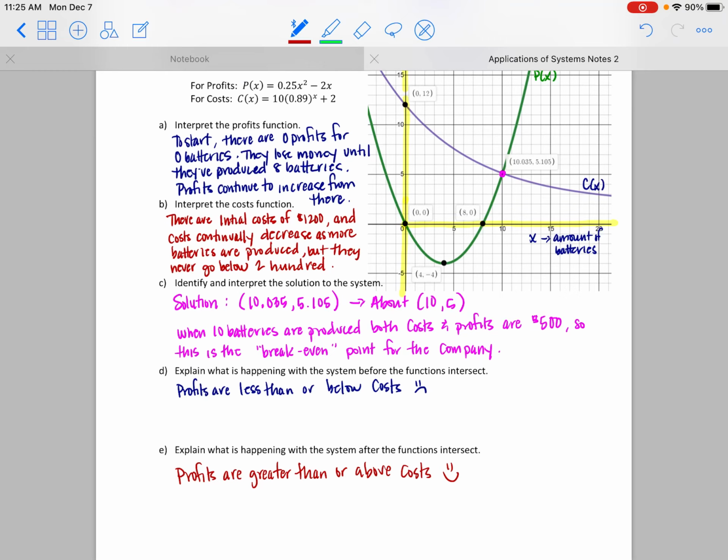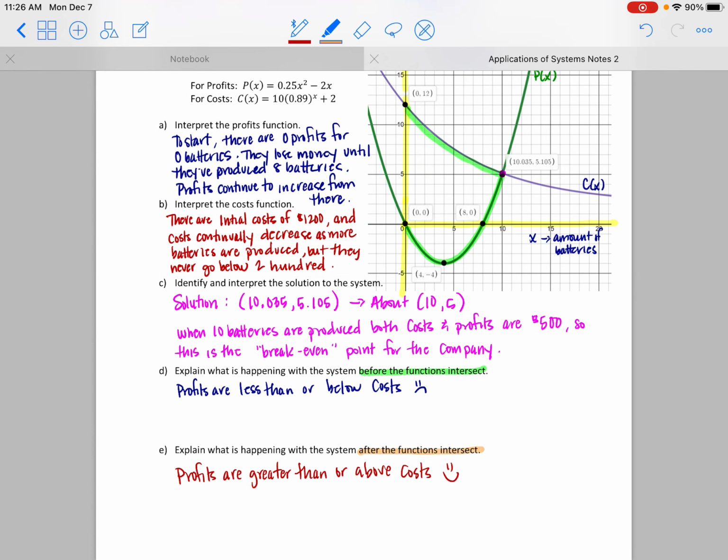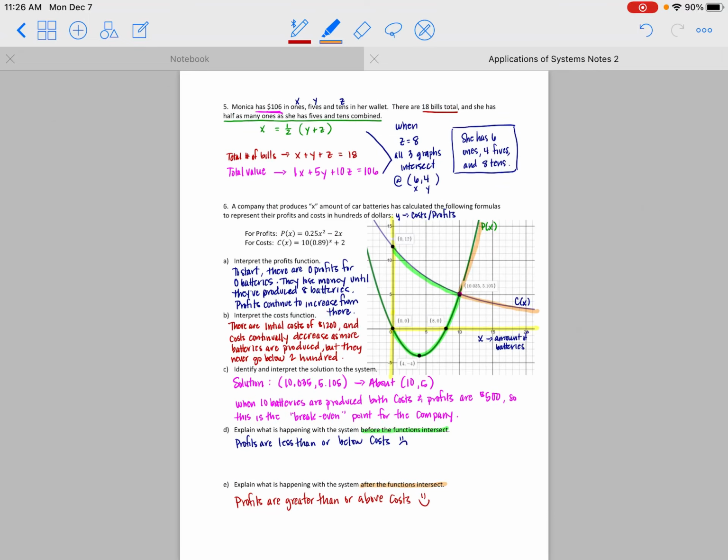Okay, and I guess I could try to color code this a little for you. Before the intersection, we have costs here, profits here, no bueno. And then after the functions intersect, profits are up here, costs are down here. Beautiful. That's what they want to have happen. So you could be asked to analyze a situation like this, but hopefully it's pretty straightforward. It won't take you as long as it took me because I'm trying to write and talk at the same time.